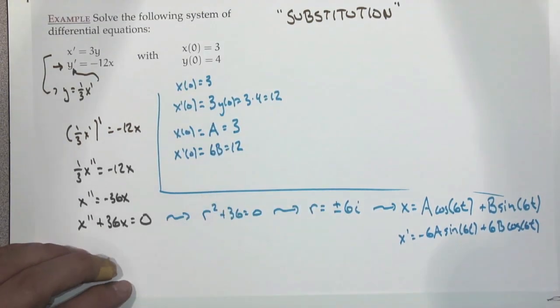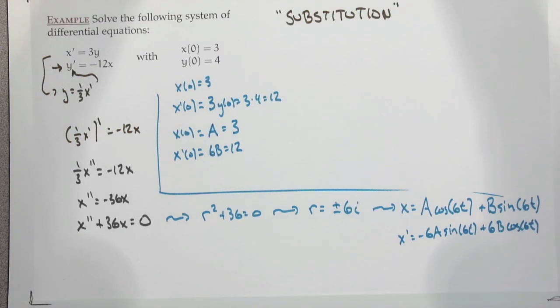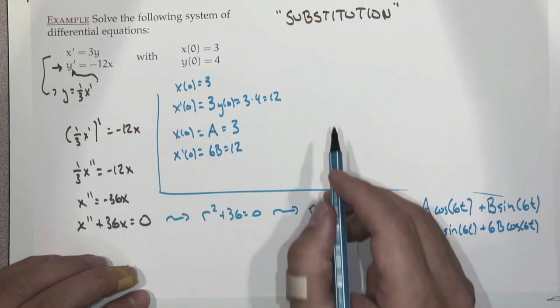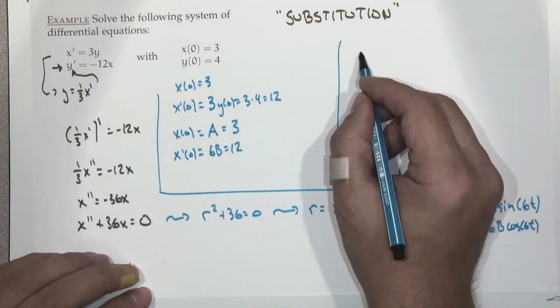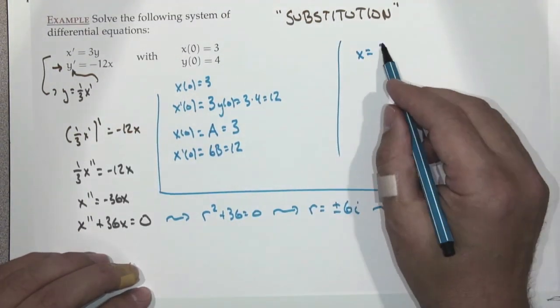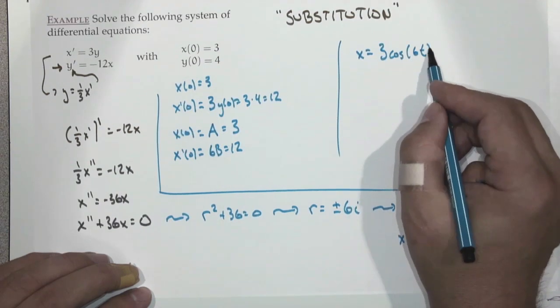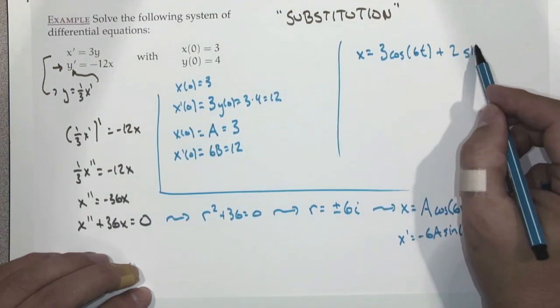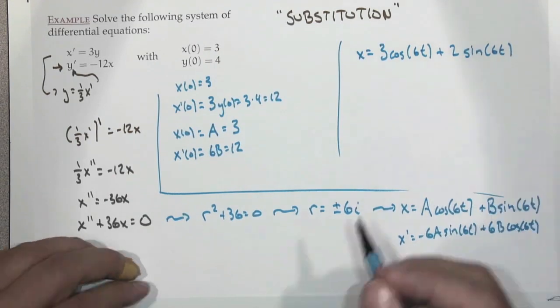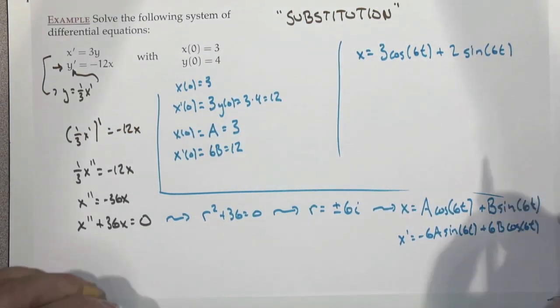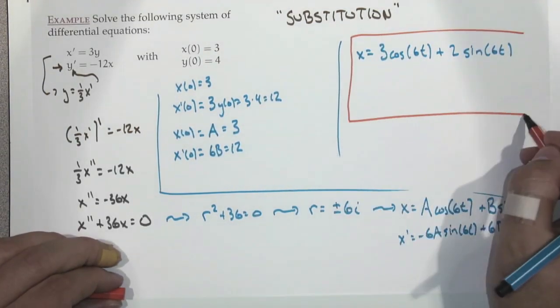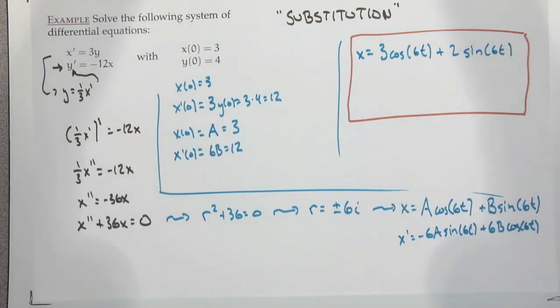And that's 12. Okay, so what is A? 3. What is B? 2. So we get that x equals 3 cosine 6t plus 2 sine of 6t. Great. Fantastic. Are we done? It's a big box. And now all my boxes in the future are going to be big. We have to do y as well.